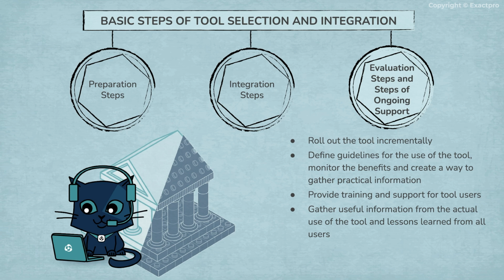First of all, you ought to roll out the tool incrementally, making adjustments as you go along. Second, you define guidelines for the use of the tool, monitor the benefits, and create a way to gather practical information. Third, you should provide training and support for tool users. And fourth, you should gather useful information from the actual use of the tool and lessons learned from all the users. These are evaluation steps and steps of ongoing support.